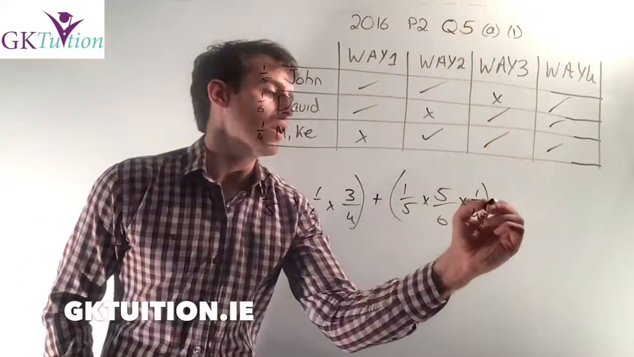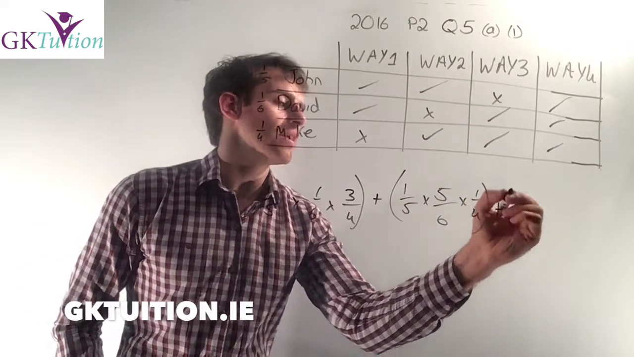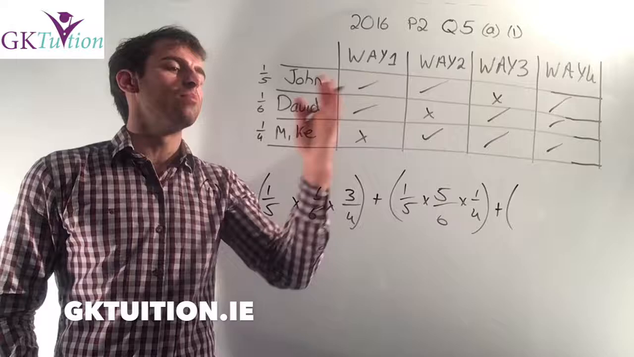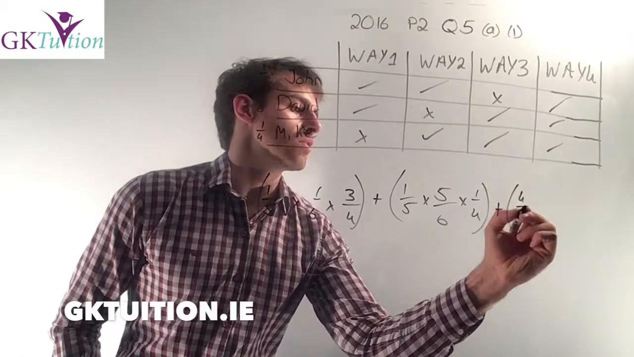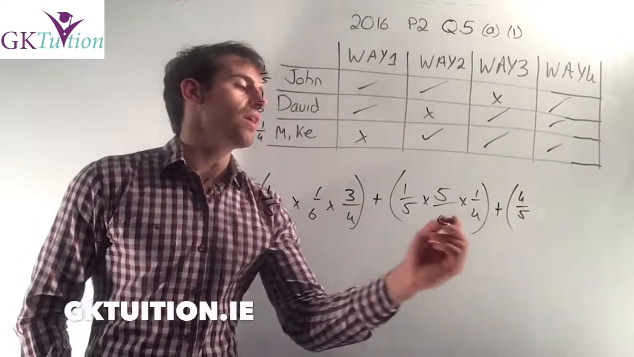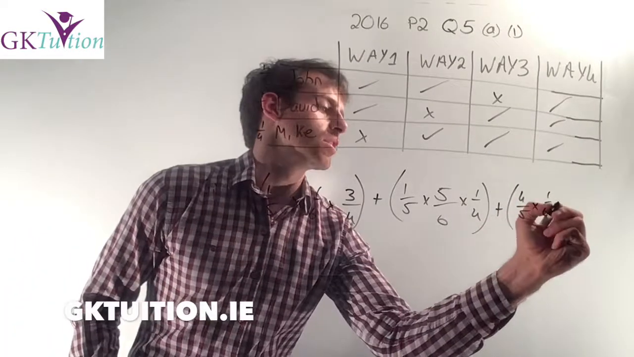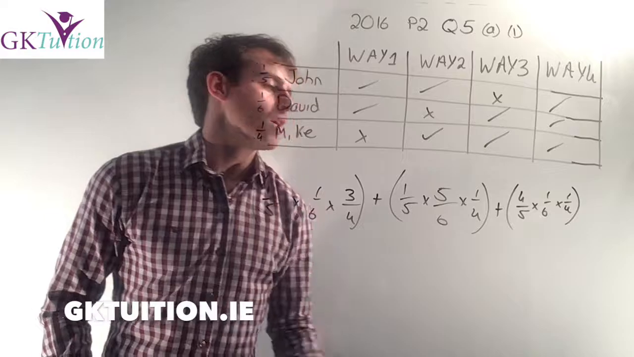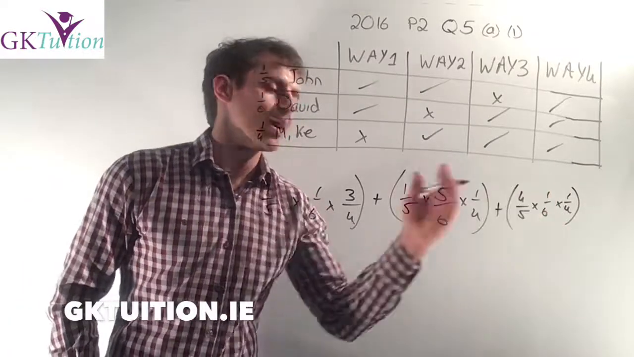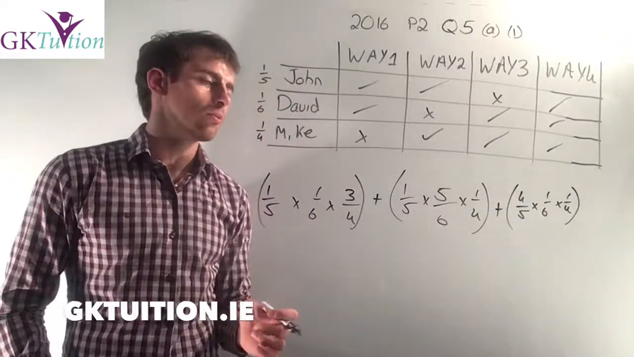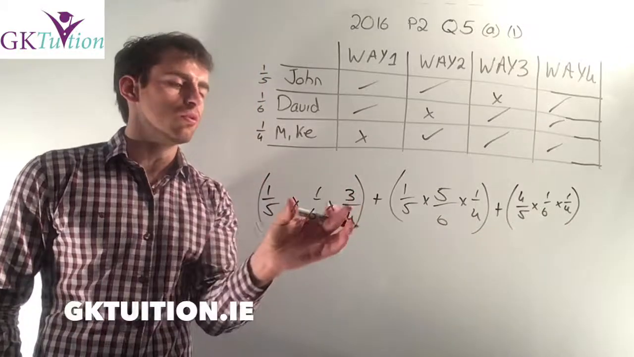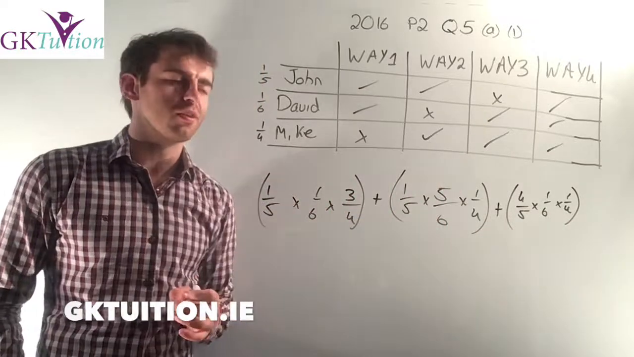So for way 3, I'm going to add this one. In way 3, I want John to miss. The probability John misses is 4/5. And I want David to score. The chances of that are 1/6. And I want Mike to score. The chances of that are 1/4. So I want this and this and this to happen. So I multiply them by each other. Then I want way 3 or way 2 or way 1 to happen. So I'm going to add all of those together.